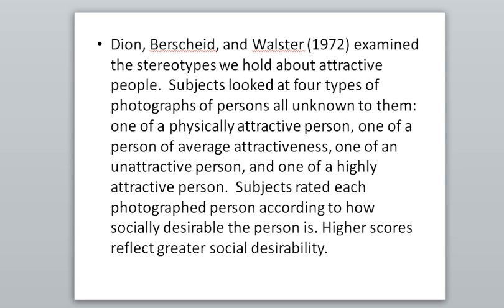Dion, Burchard, and Walster examined the stereotypes we hold about attractive people. Subjects looked at 4 types of photographs of persons all unknown to them. One of a physically attractive person, one of a person with average attractiveness, one of an unattractive person, and one of a highly attractive person. Afterwards, subjects rated each photographed person according to how socially desirable the person is for him. Higher scores reflected greater social desirability.